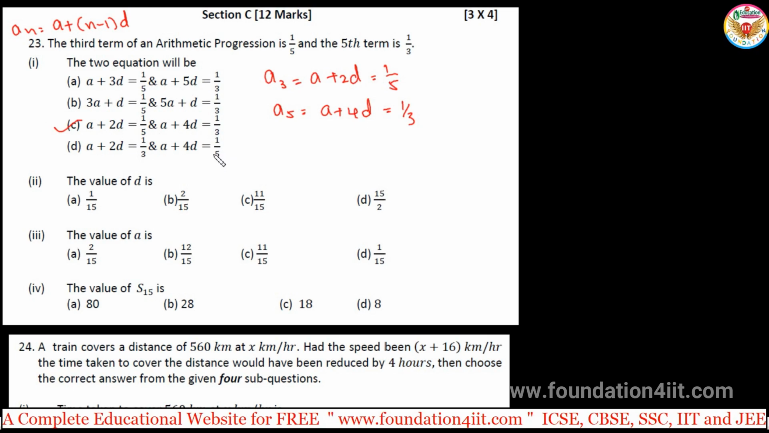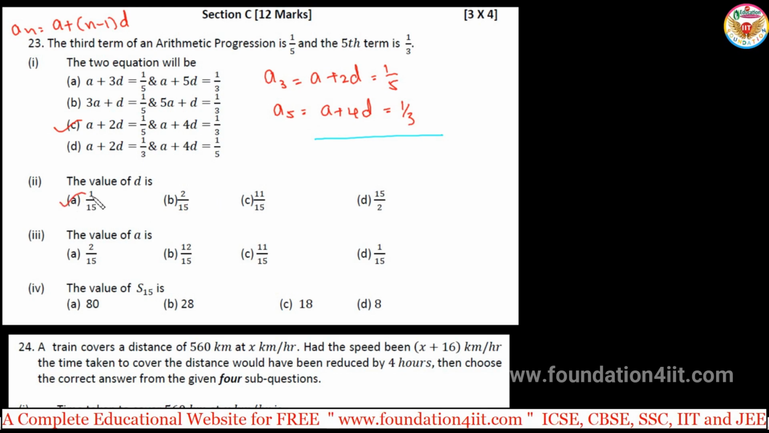And next one, they asked only the value of d. Do the elimination method here. By the elimination method, subtraction, you'll get the value of d. Once you know the d value, you can get the a value also. So the d value will be 1 by 15, option A. And next, substituting the a value in any one of the equations, you'll get the d value. You'll get 1 by 15, the same.